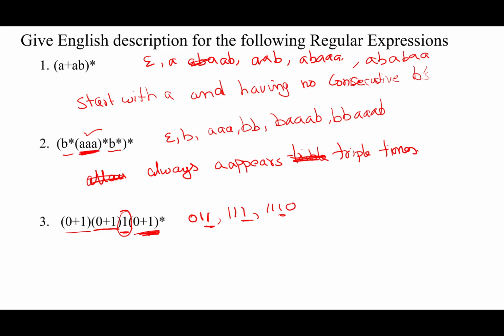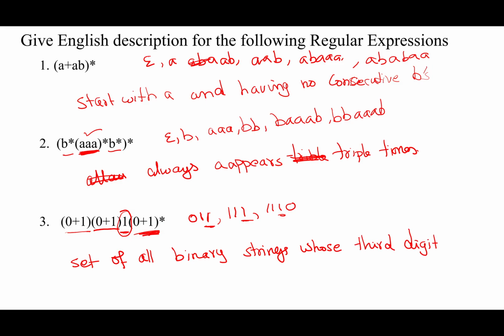So how can we write it? Set of all binary strings whose third digit from left should be 1. Third digit from left should be 1.